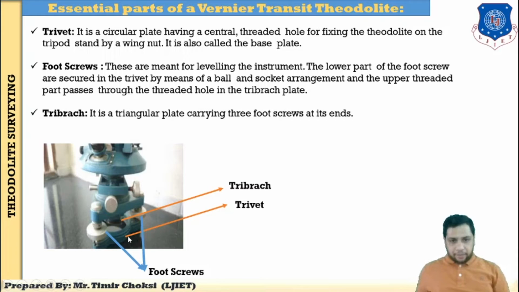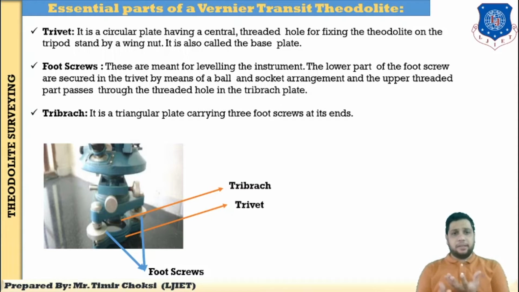This is the tribrach. The tribrach is a circular plate having a central threaded hole for fixing the theodolite on the tripod stand by a wing nut. It is also called the base plate. So this is the base of the theodolite, which is fixed on the tripod. It is the most important part for taking the reading accurately.